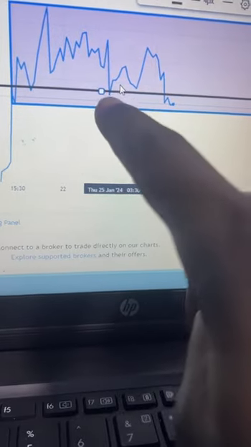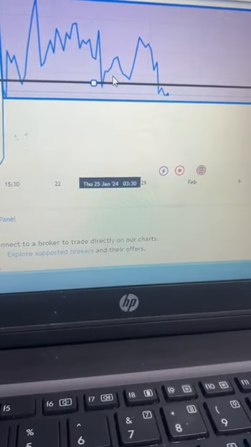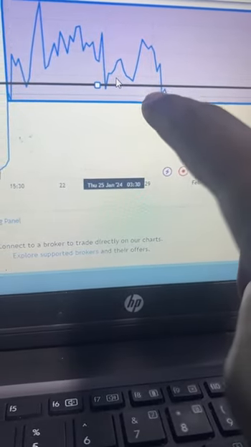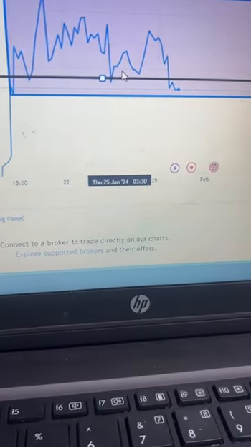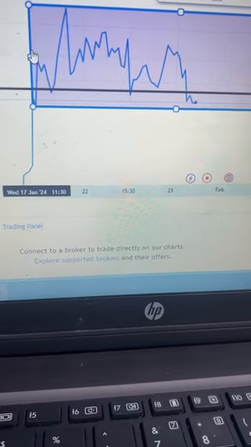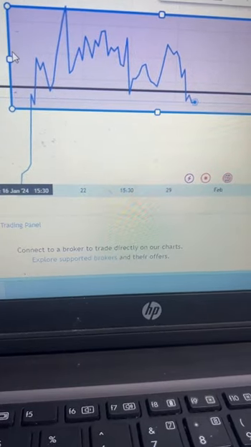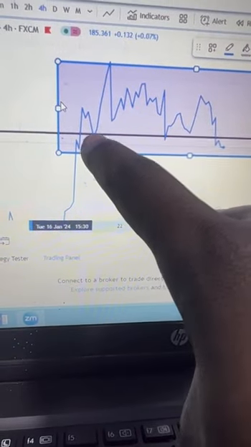I mean this zone. This is something like a W structure, and we just broke it from here. So we are expecting price to keep dropping more. But let me show you something again. Look at this. This was your first support before this high.